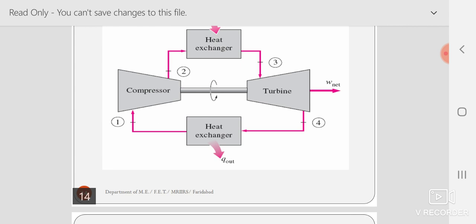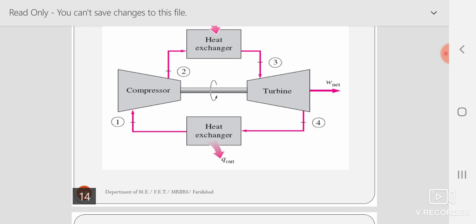Try to understand what I am telling. The less power I give to the compressor from the turbine is advantageous to me. I can transmit more power to the power plant. But if the compressor is inefficient, it is an energy guzzler, what happens? It takes more work from the turbine. That means input is high, output is less. In that case, the efficiency of the compressor is less.